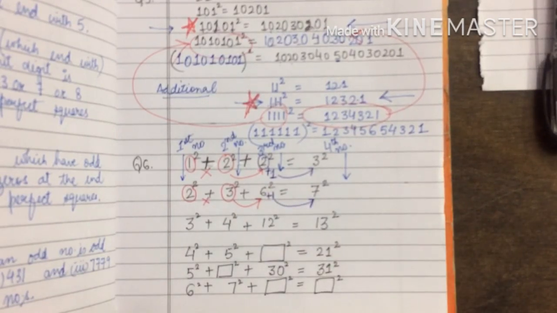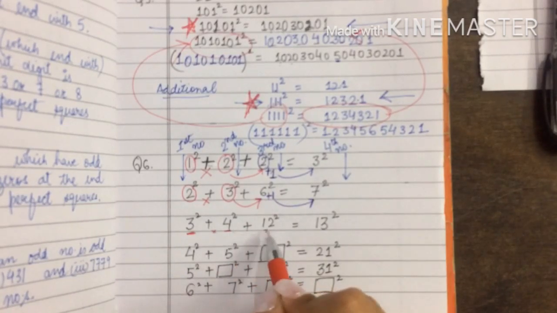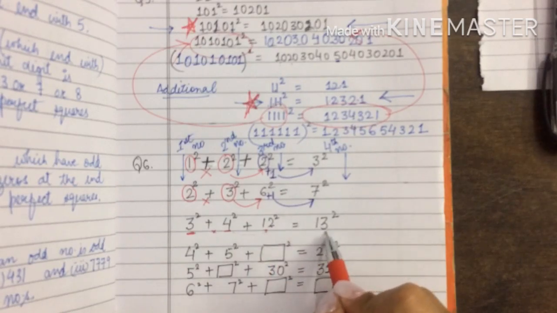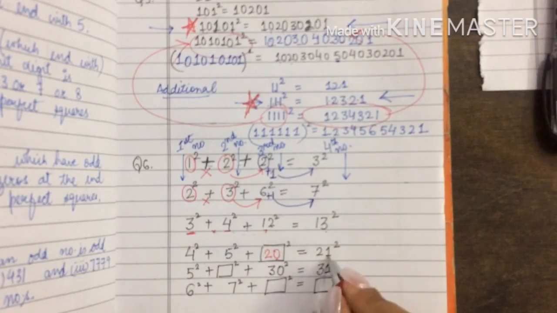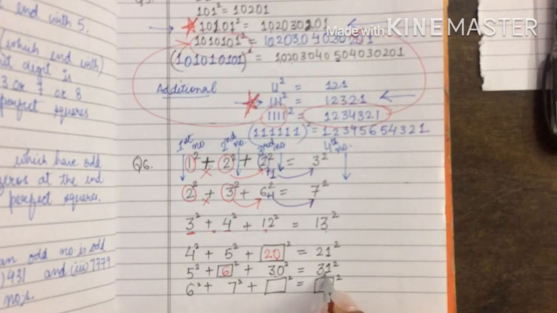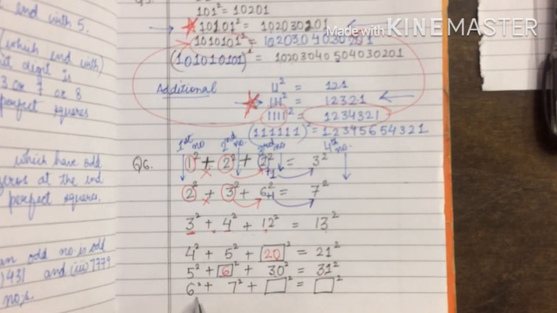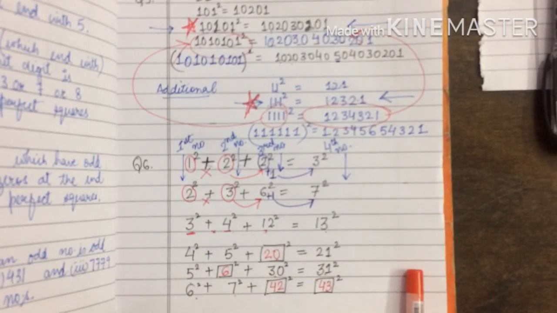So keeping this in mind, observe 3 into 4 is 12, then 12 plus 1 is 13. What will be the number here? 4, 5, here will be 20. 4 into 5 is 20. 20 plus 1 is 21. 5 into 6 is 30. Then 30 plus 1 is 31. In the last row, 6 into 7, it will be 42. 42 plus 1 will be 43. And all the numbers are squared. This is how you have the pattern for question number 6.